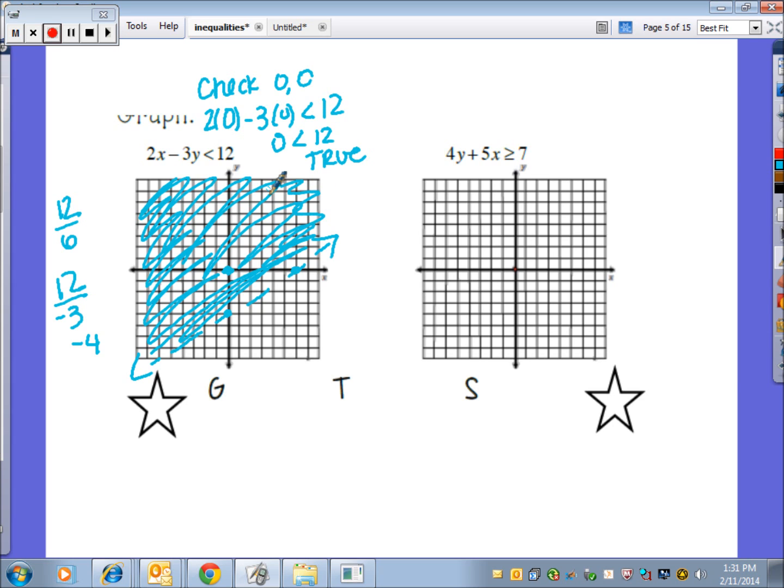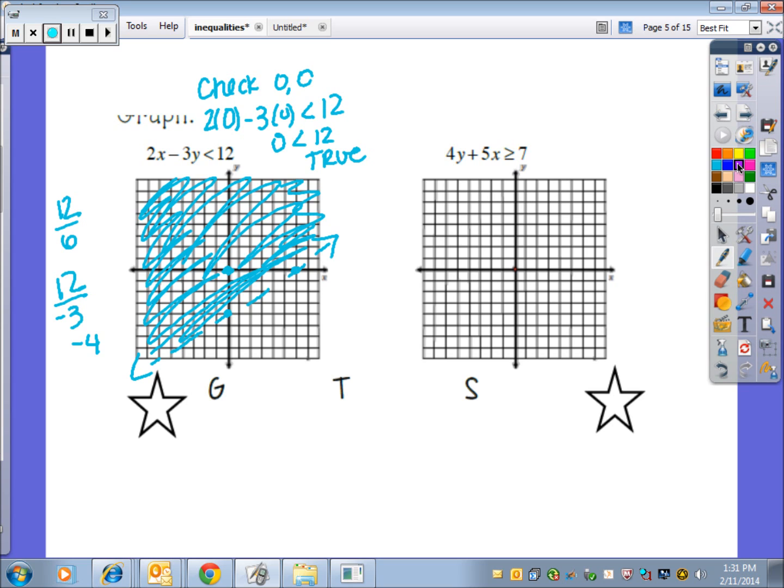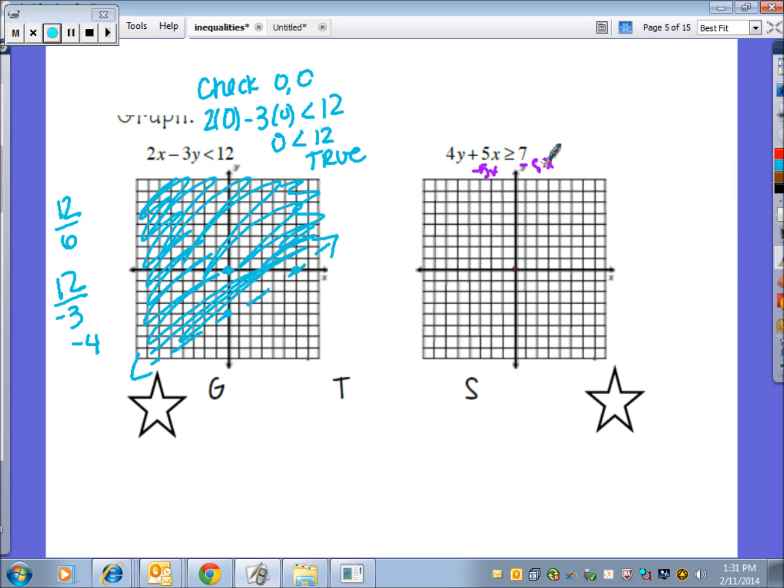Over here we have one that's a little bit harder. We have 4y plus 5x is greater than or equal to 7. Now 7 over 4 is not an integer, and 7 over 5 is not an integer. So we could try and estimate it, or we could use our calculator. First thing we have to do is put it into y equals form. Minus 5x from both sides. 4y is greater than or equal to negative 5x plus 7. Divide everything by 4. y is greater than or equal to negative 5 over 4 x plus 7 over 4.